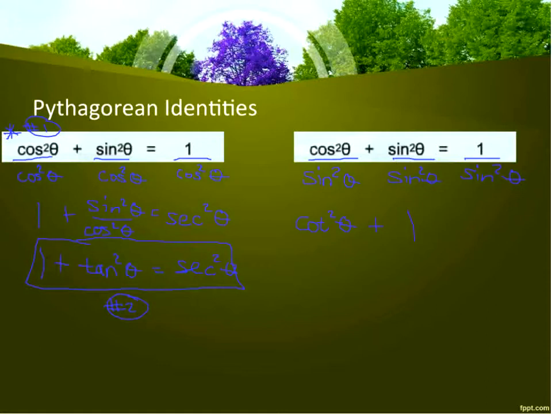Sine squared theta over sine squared theta is 1. And 1 divided by sine squared theta, we can say that that's cosecant. So this would be number 3. All 3 of these are on your chart.